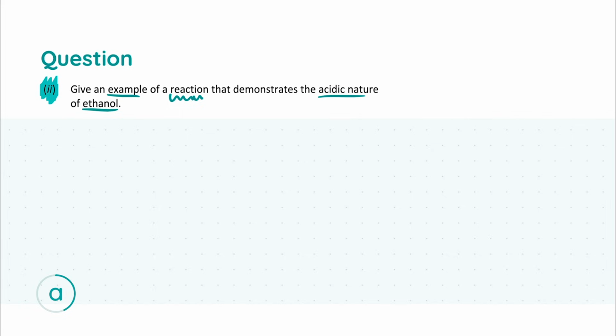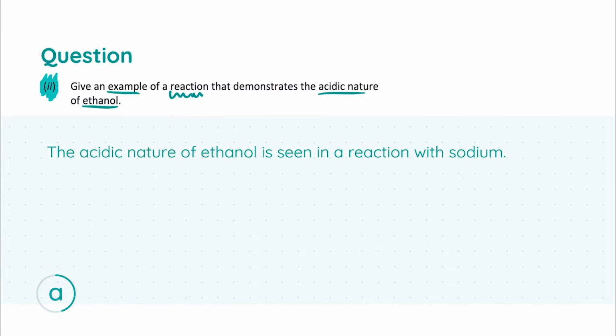And there might be a few that you go to straight away, but I'm just going to write down the one that comes to mind first. So in this case, the acidic nature of ethanol can be seen in a reaction with sodium. Now, you mightn't say sodium here. You could also say any other alkali metal. So I've just written that down here, alkali metal. So instead of saying sodium, you could have said any of those alkali metals, and they'd also be completely fine.